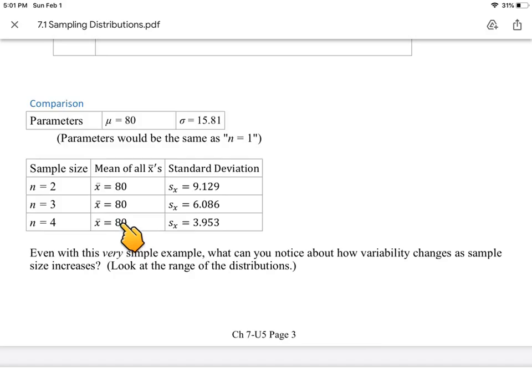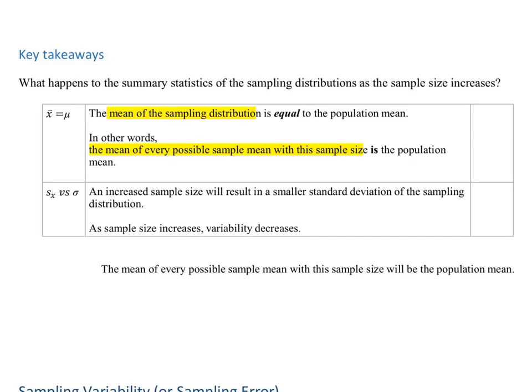These are the means of the sample means. And then these are the standard deviations of all of those sample means of the sampling distribution. So, what do you notice about the means and about the standard deviation? It should be pretty obvious.